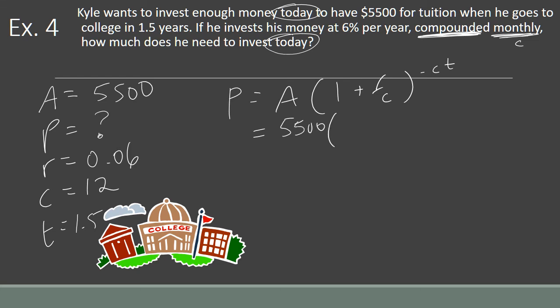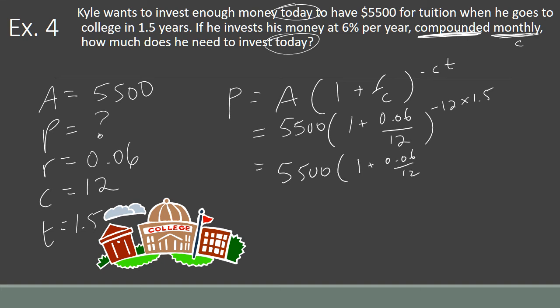5,500, 1 plus 0.06 divided by 12, and then negative 12 times 1.5. Do your exponent calculation first. Negative 12 times 1.5, negative 18. And then enter that just like you see it.